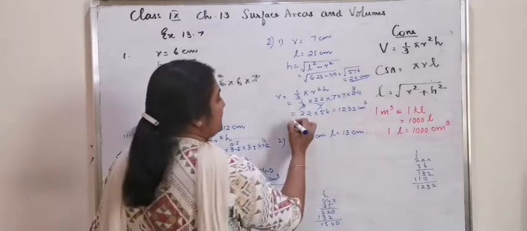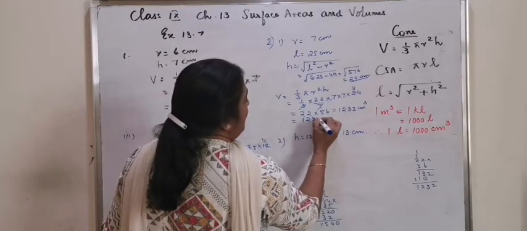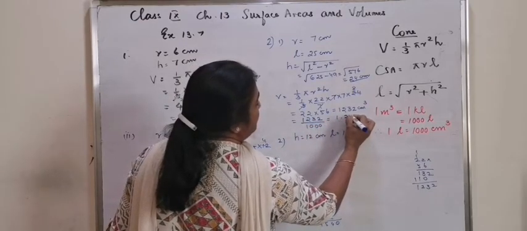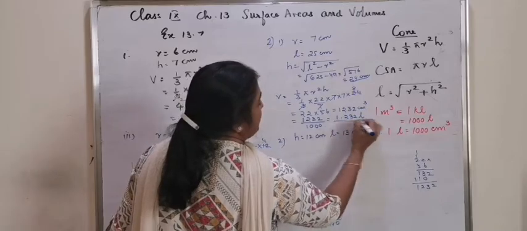Once you get the volume in centimeter cubed, if you divide by 1000, that will give you the liters, which is equal to 1232 divided by 1000, 1.232 liters.